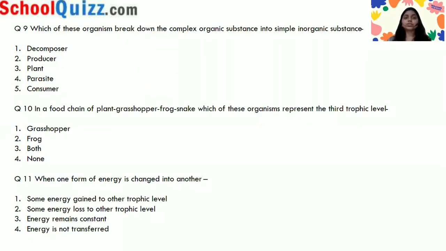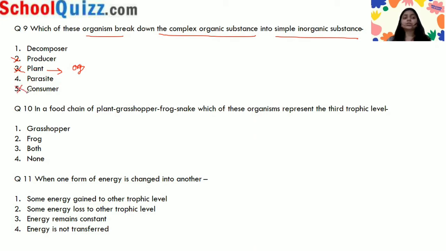Okay. So you have question number 9: which of these organisms break down complex organic substances into simple organic substances? Option 1: decomposer, producer, plant, parasite, consumer. We have recently seen that plants make organic compounds from inorganic substances. So plant will not be the answer, and because plant will not be the answer, the producer also will not be the answer, because plant is under the producer. Plant is also called the producer.